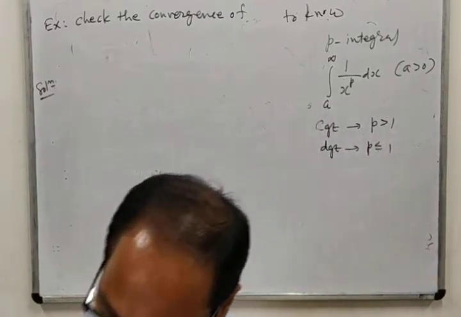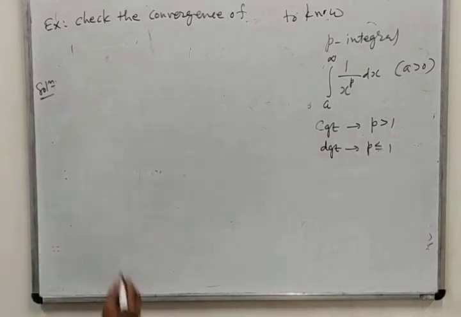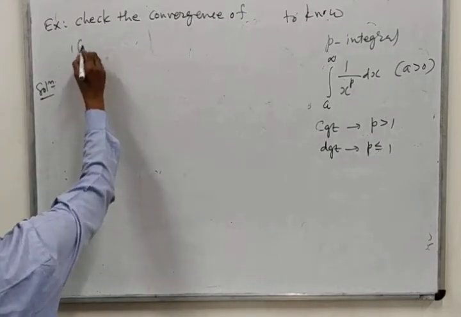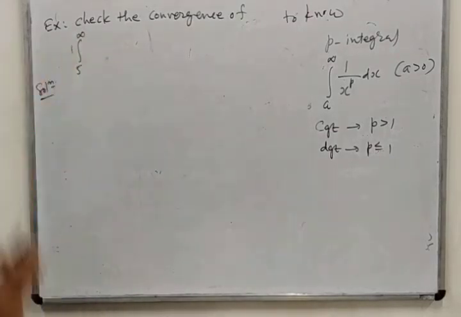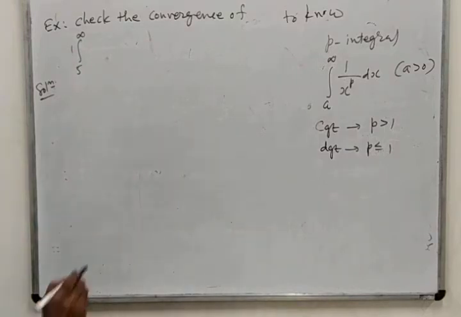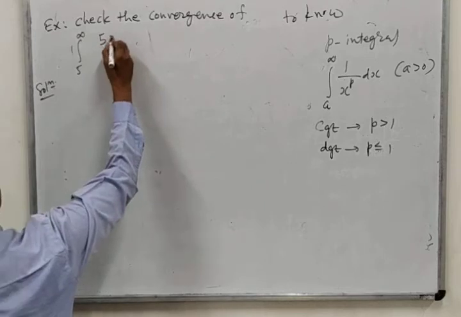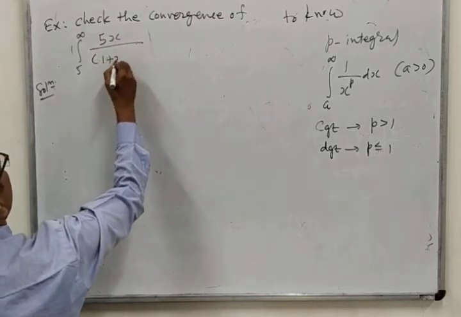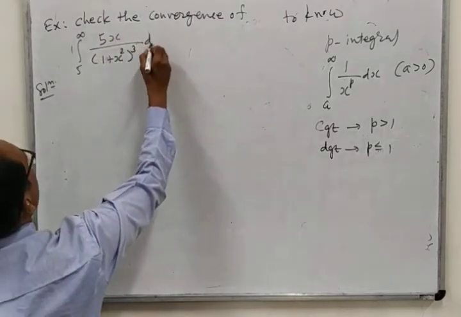Now let us see one more example. Evaluate the integration from 5 to infinity of 5x upon (1 plus x square) whole cube dx. We will want to check the effect near infinity.